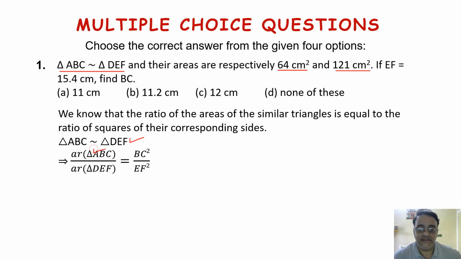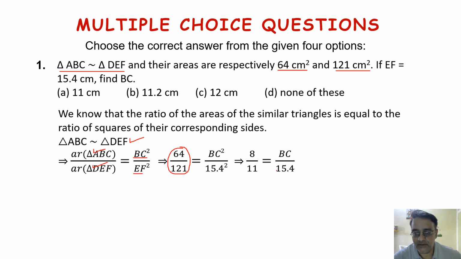Now the area of triangle ABC is given, the area of triangle DEF is given, that is 121, and BC we have to find. EF is given as 15.4, so we'll substitute the values. Now we are going to take the square root. So what will be the square root? 8/11. Very good, 8/11, and here BC by 15.4. Now we'll cross multiply. So we'll get BC is equal to 8 into 15.4 upon 11.